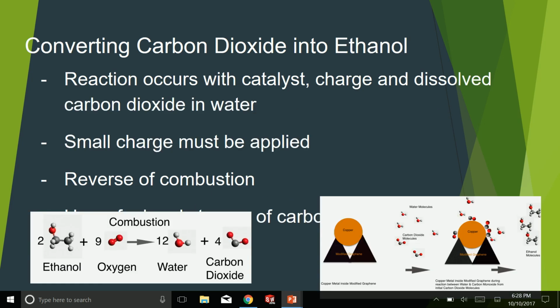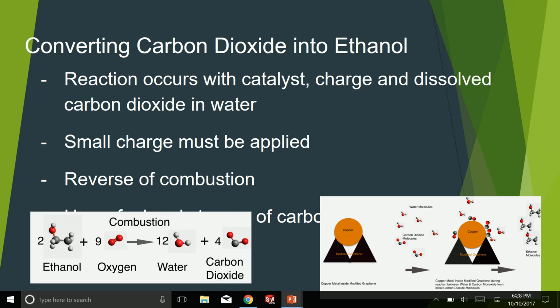Another useful solution to carbon dioxide emissions is converting carbon dioxide into ethanol. Ethanol is produced by using a copper, carbon, nitrogen-based catalyst, dissolved sodium carbonate, water, and an applied charge. Charge is necessary for this reaction to occur. And basically, carbon dioxide can be stored and converted into ethanol using a reverse combustion process.